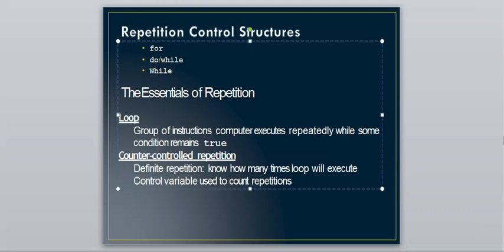Okay, now repetition control structure, which we can also say are loops in programming. There are three types of loops in C, which are for, while, and do while. For, while, and do while.